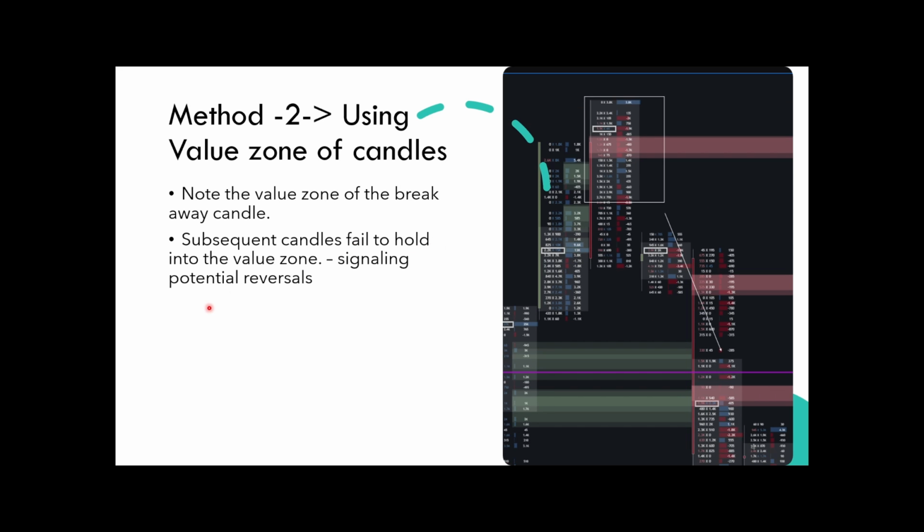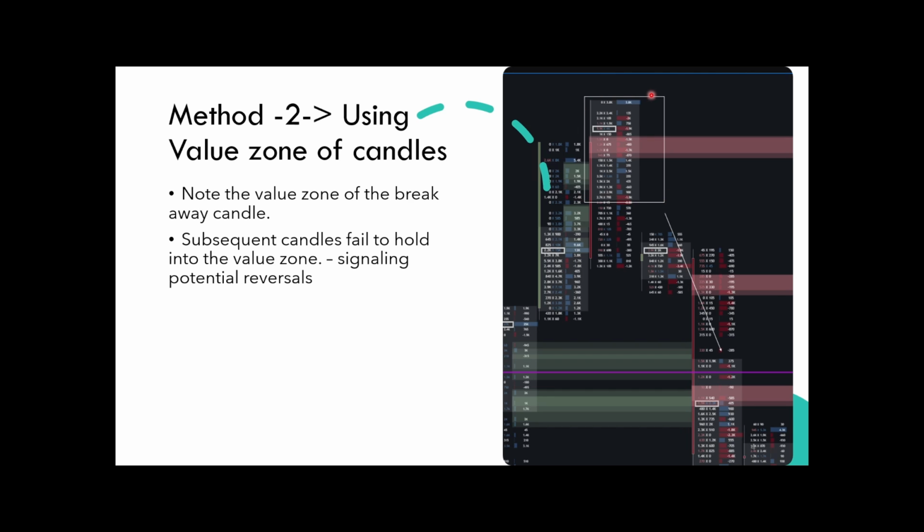Method number two is using the value zone of the candles. As I said, the auction market theory and everything is applied across value zones, across time frames. Each candle has its own value zone, which is basically nothing but the 70% area of that candle. So in this candle, this is the value zone for me. Okay, in this candle, this is the value zone for me.